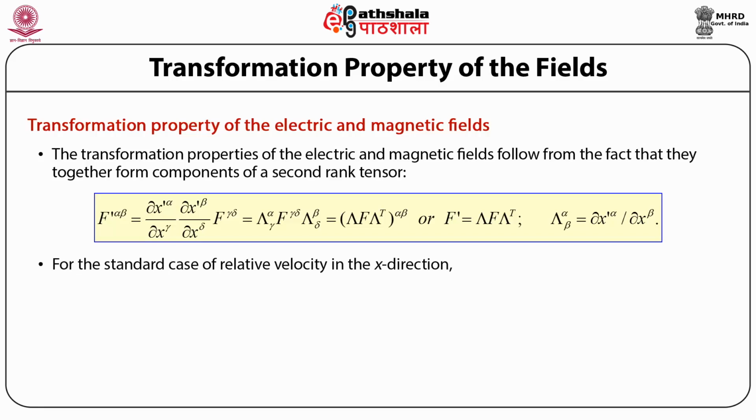For the standard case of relative velocity in the x direction, that is when we are considering the relative motion between the two frames of reference only along the x-axis, the Lorentz transformation matrix is given by Λ equal to: the first row elements are γ, −βγ, 0, 0; second row elements are −βγ, γ, 0, 0; third row elements are 0, 0, 1, 0; and the fourth row elements are 0, 0, 0, 1.